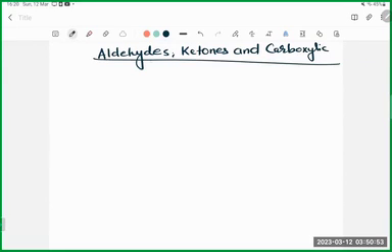What do they have in common? The carbonyl group is common in all three functional groups. So aldehyde is represented this way, ketone is also represented this way, and carboxylic acid is also represented this way. Did you understand? Do you agree with me, Hridaya?